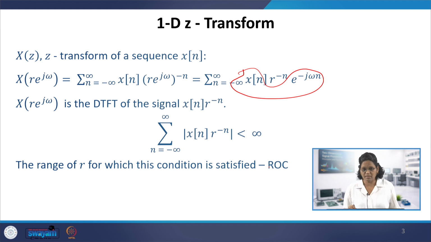Without mentioning the region of convergence, the Z transform is not valid. We can say that the ROC is the range for which this is converging, the range of r values which Z can take. So it defines the region of convergence. The Z transform is always defined with the ROC, as we do in the Laplace transform also.